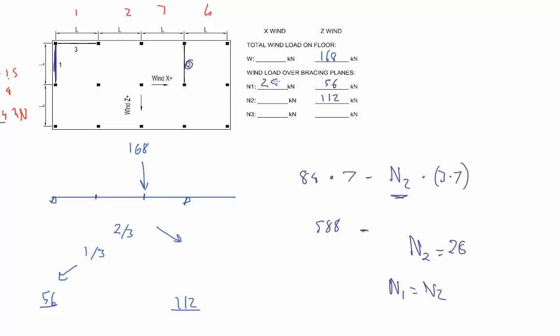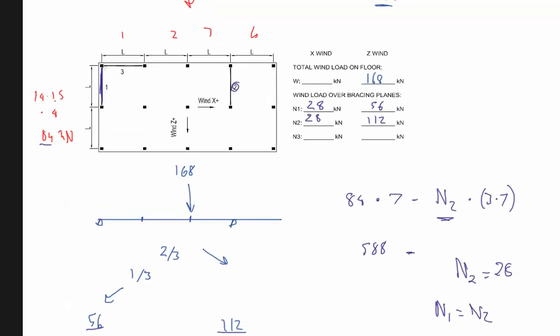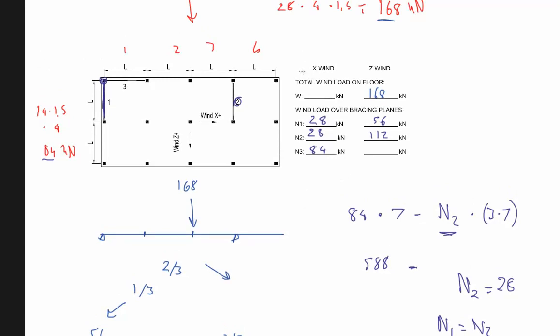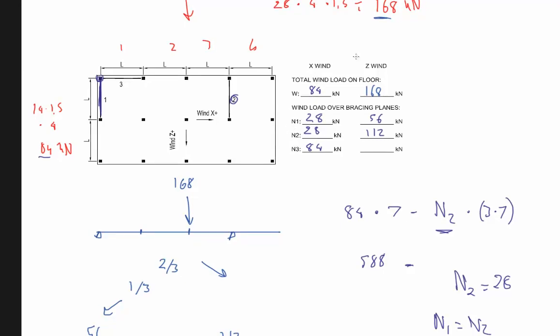So you have 28 here, 28 here. And here's the only bracing, so this will take all of it, the total wind, which would be 84. So with that, it's pretty easy.